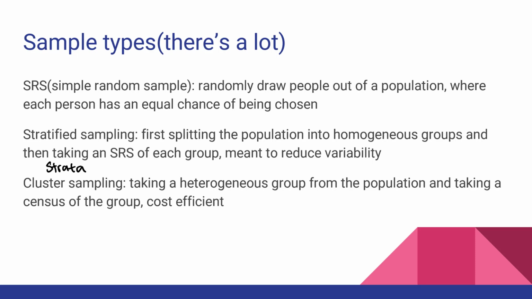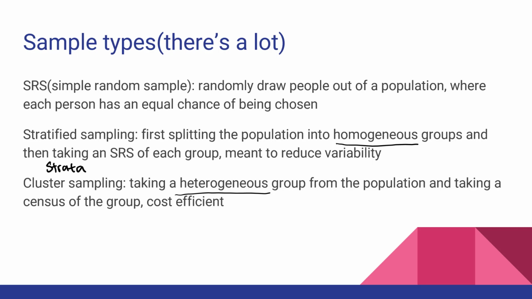Next, we have cluster sampling. This one is very, very similar to stratified sampling, and they're easy to get mixed up. The main difference here is that a stratified sample splits the population into homogeneous groups, but the cluster sampling takes a heterogeneous group. So what you're doing is you go and you get a group of people that have a lot of variation between them. So you get a heterogeneous group, and then you take a census of that group.